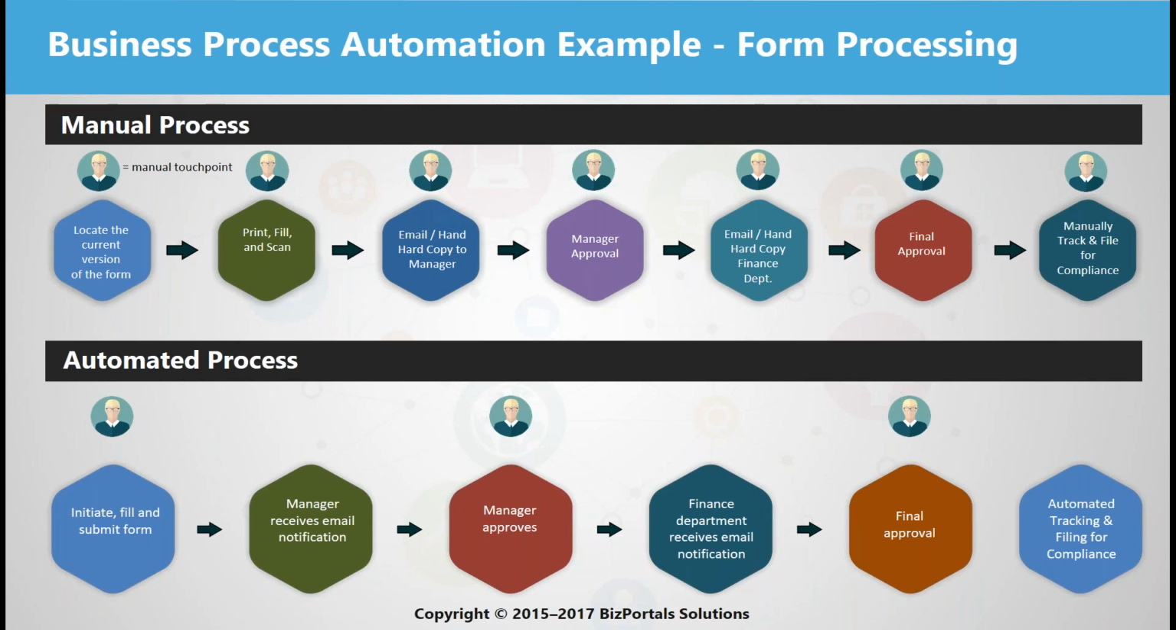But if you automate this process, you can easily find and initiate the form because it's in one central searchable place. You fill out the form, submit the digital form with the receipt. It is automatically routed and sent to your manager with a notification. Your manager approves it with the click of a button. Then it's automatically routed to the finance department.